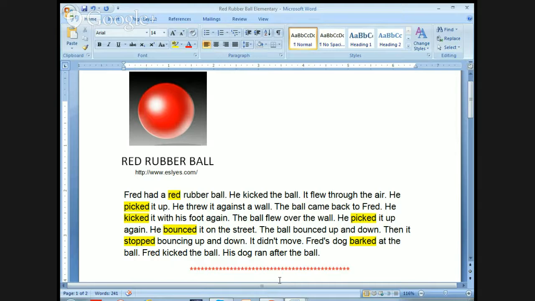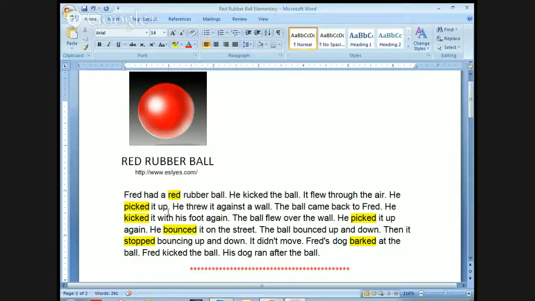Stopped, barked, picked, kicked. All of these have the T sound except red. Red has the D sound. This one has the D sound. This one has the T sound. Picked, kicked, bounced, picked, barked, stopped. Okay? Now listen to me quickly read this.